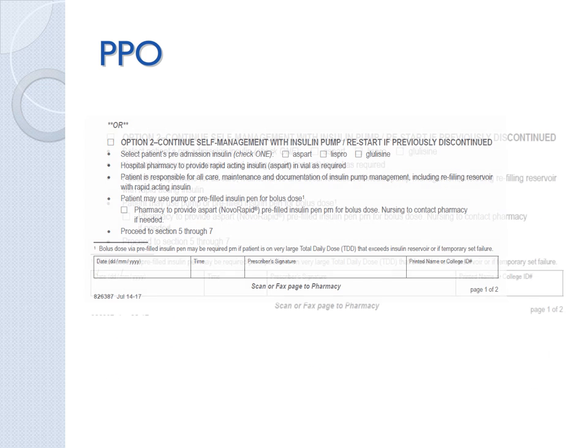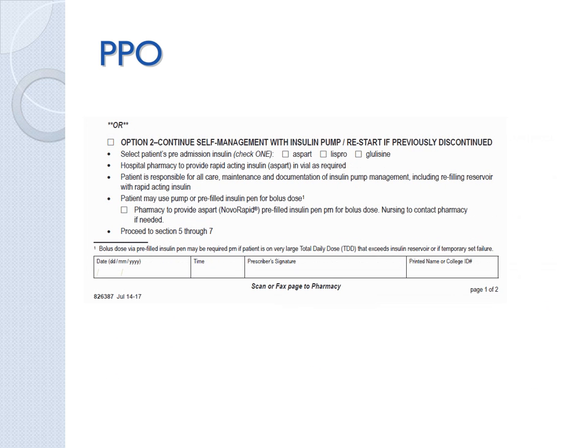If the patient is found to be competent, capable, and agrees to self-manage their insulin pump in hospital, option 2 is chosen. The type of rapid insulin used in the pump prior to admission is ticked. The hospital pharmacy, however, will supply rapid-acting insulin aspart in vials as required. It is the patient's responsibility to maintain and document the insulin pump management, including refilling the reservoirs with rapid-acting insulin.